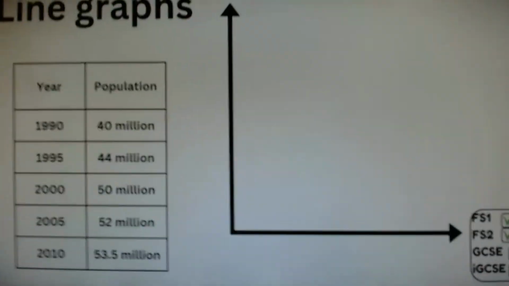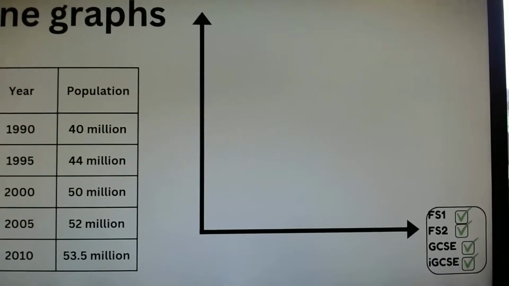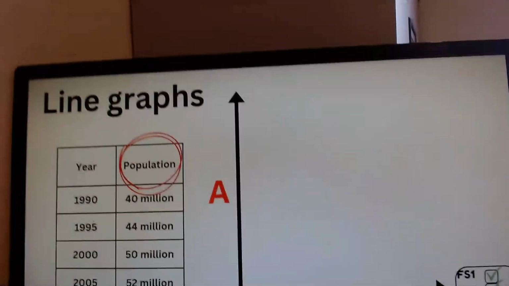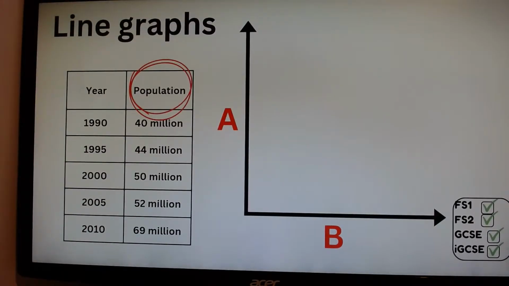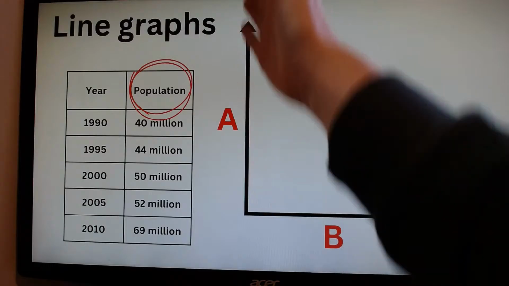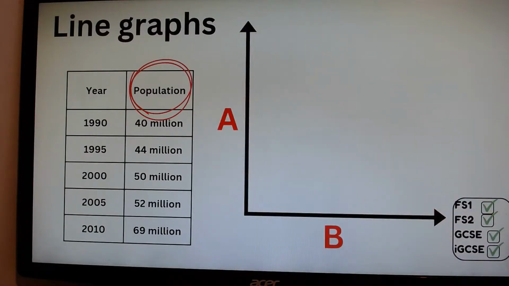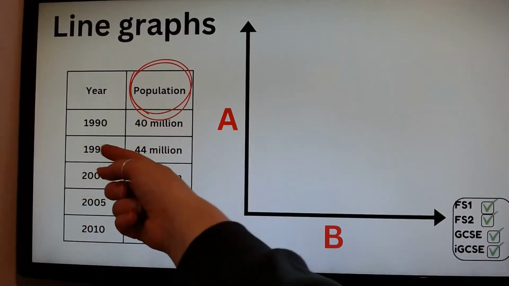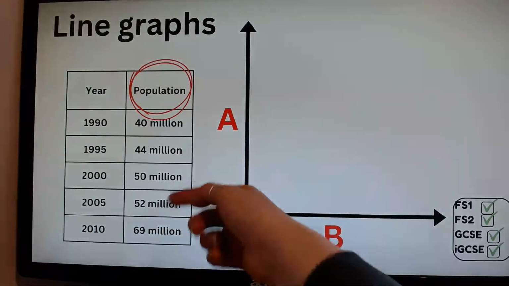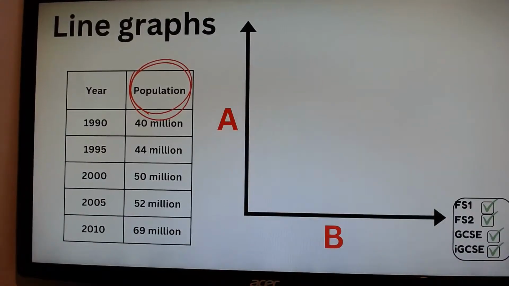Okay, so first thing I'm going to ask you then is, which of these axes would you plot the population on? Would you choose A or B? So we've got two bits of information. One's going to go on this axis here. One's going to go on this axis here. We've got the year going up every 5 years, and we've got the population in those years, 40 million, 44 million, and so on like that. Which of the axes, A or B, would you put the population on?